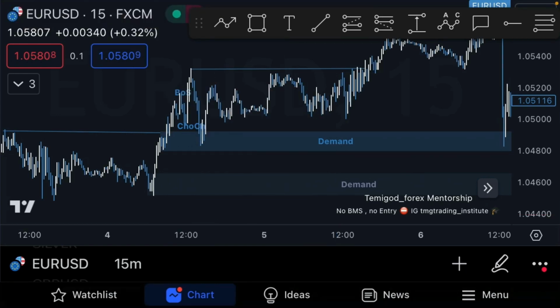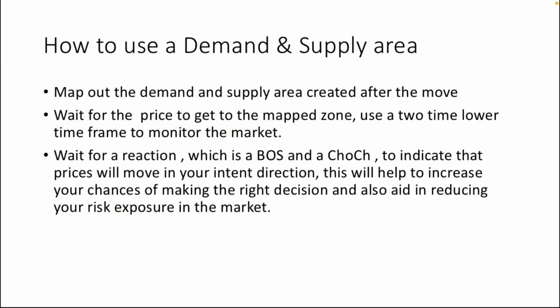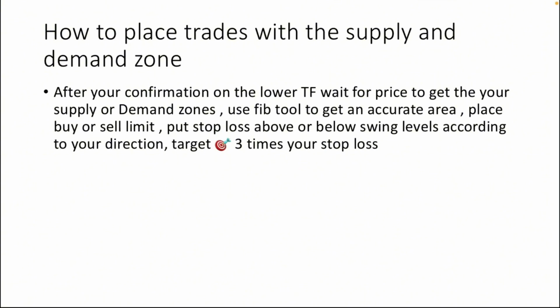Okay, so now let's go to the next one, how to place your trade. Okay, how to place trades with demand and supply zone. I said after confirming on the lower time frame, you wait for prices to get to the supply and demand zone. So you use your Fibonacci tool to get an accurate area, place a buy or sell limit, and put your stop loss above or below swing level according to the direction, and target 3 times your stop loss.